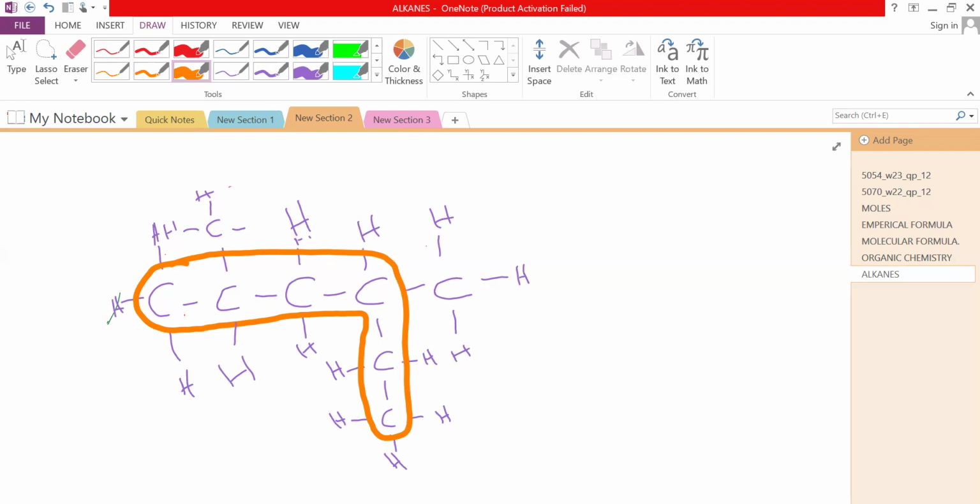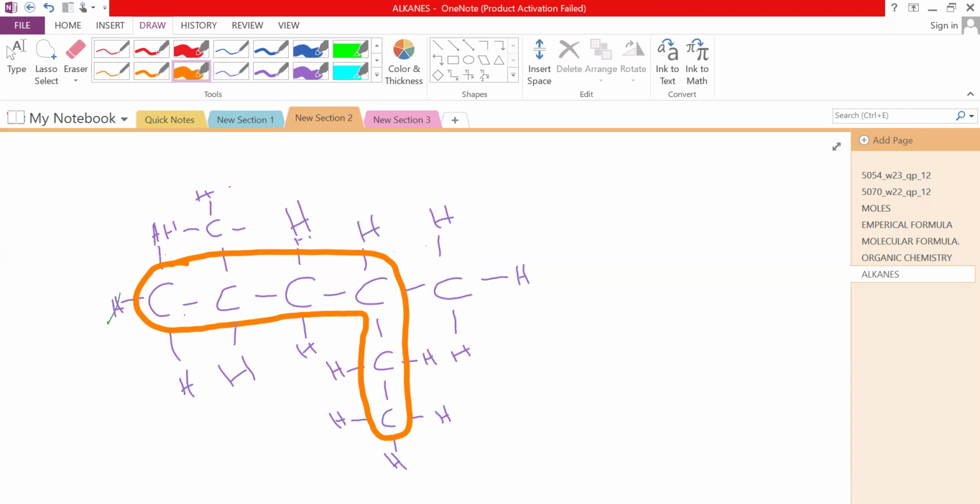What if we started the chain from here? 1, 2, 3, from here. 1, it would be like this. 1, 2, 3, 4, 5. It is having 5 carbons. So is the 5 carbon chain longer or the 6 carbon? Obviously the 6 carbon chain is longer. So we will start the chain from here that I've told you first.